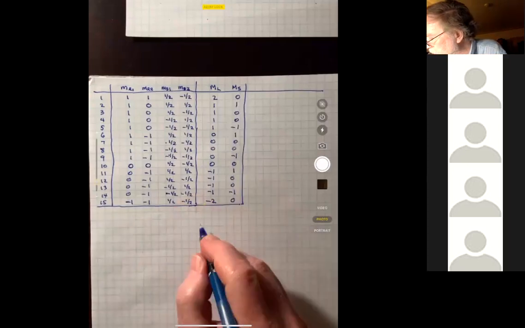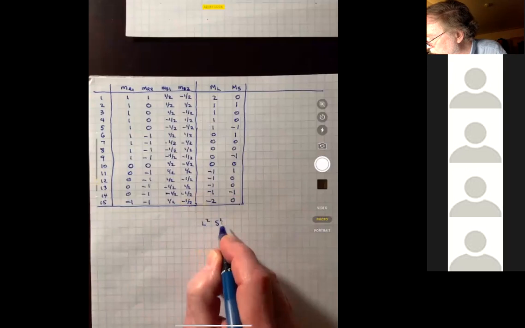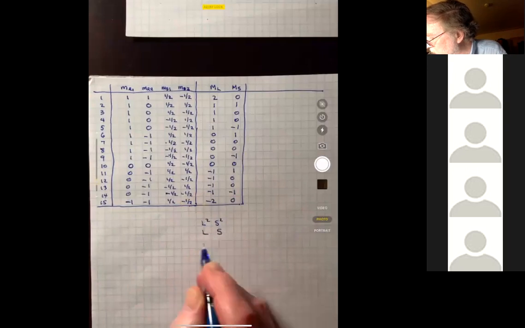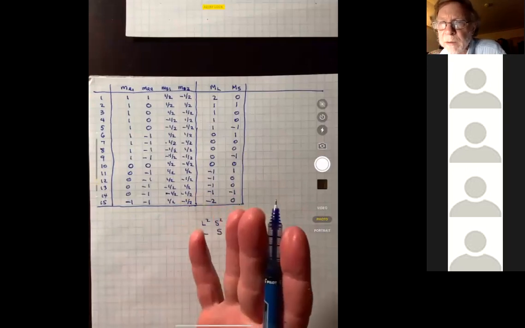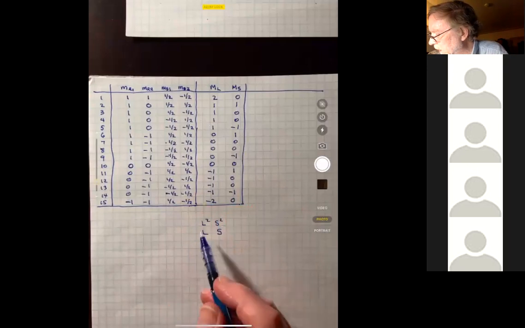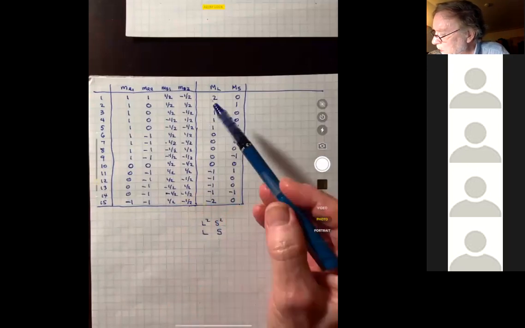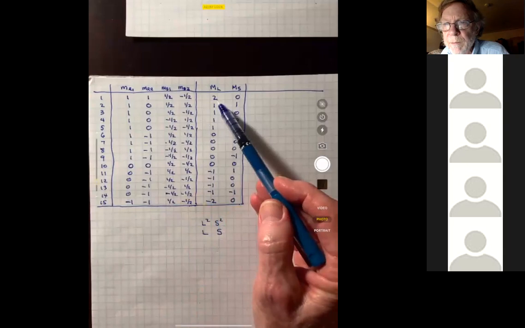So the operators are L squared and S squared, and the quantum numbers I'm just calling L and S. So what are the values of L and S? What is the multiplet, in other words? Let's look at L first of all. L cannot be less than 2, because that would violate the rule that the M sub L would have to be less than or equal to L.